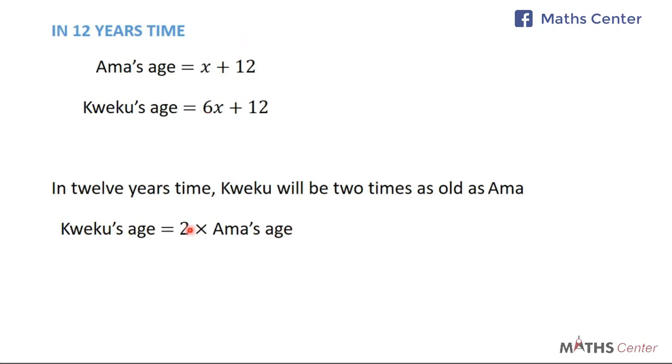Now, in 12 years' time, how old will Kweku be? Kweku will be 6x plus 12 years old. How old will Ama be? Ama will be x plus 12 years old. Now, 2 is multiplying x plus 12. Because x plus 12 is a binomial, you put the binomial in a bracket. Then you bring the number outside the bracket. So you are going to have 6x plus 12 is equal to 2 into bracket x plus 12. So we have formed this linear equation. We can now solve for x, where x is Ama's age. I hope this is clear.